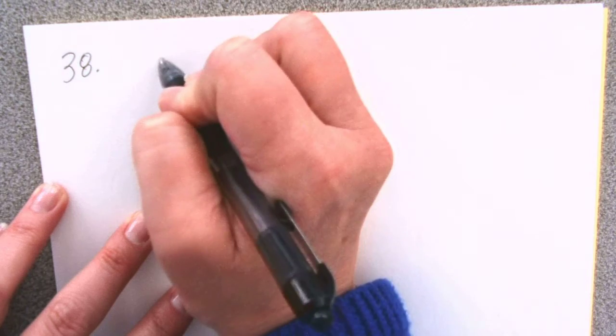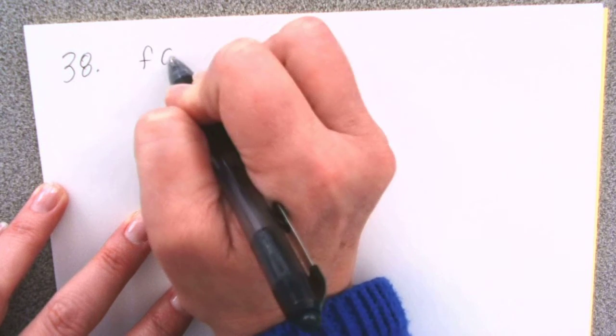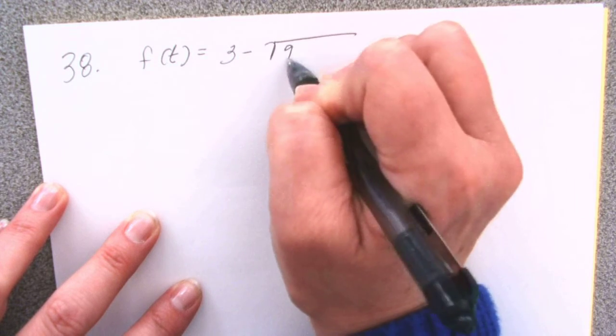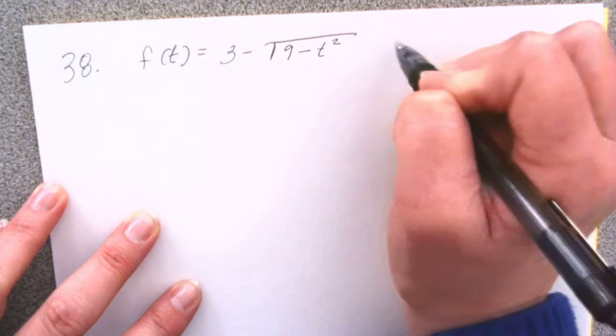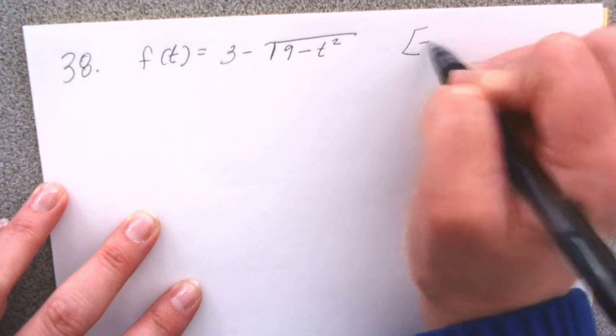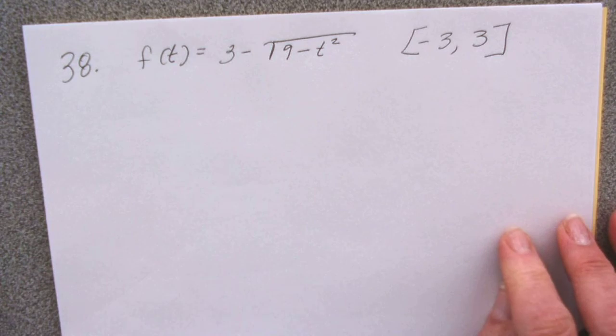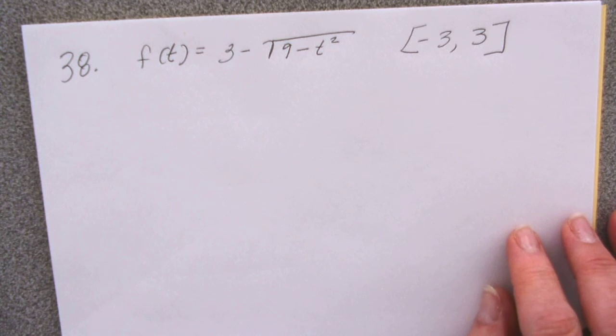Okay, so we have f of t equals 3 minus the square root of 9 minus t squared, on the closed interval from -3 to 3. And it says, discuss the continuity of the function on the closed interval.